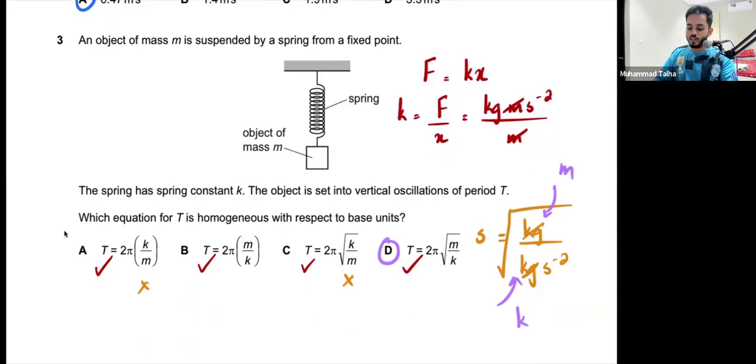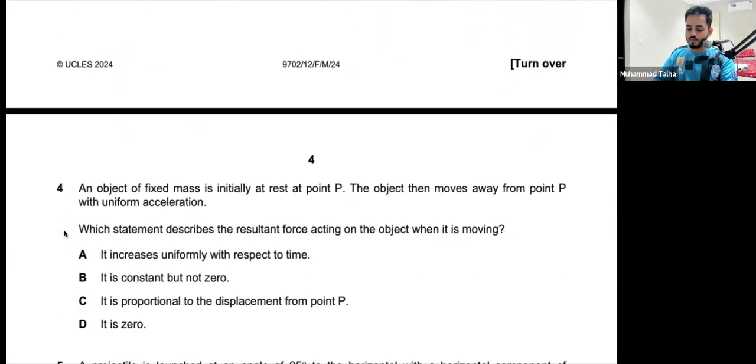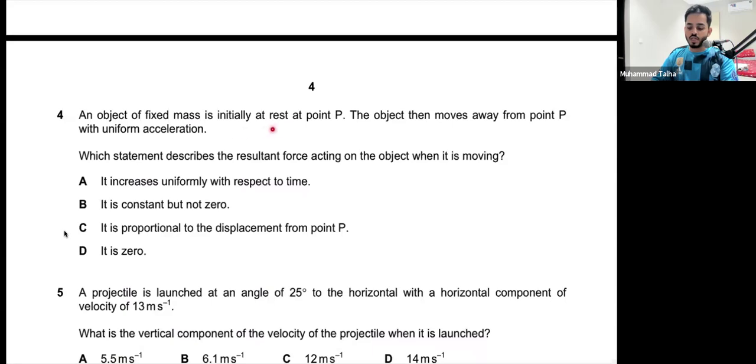Let's have a look at another one now. An object of fixed mass is initially at rest at point P. The object then moves away from P with uniform acceleration. Which statement describes the resultant force acting on the object when it is moving? Again, I'm not even looking at the options right now. If acceleration is uniform, uniform means constant, then by Newton's second law, the resultant force is also constant, right? That's just how Newton's second law works. So it is constant, but it's not zero. The resultant force is constant because the acceleration is constant as well.